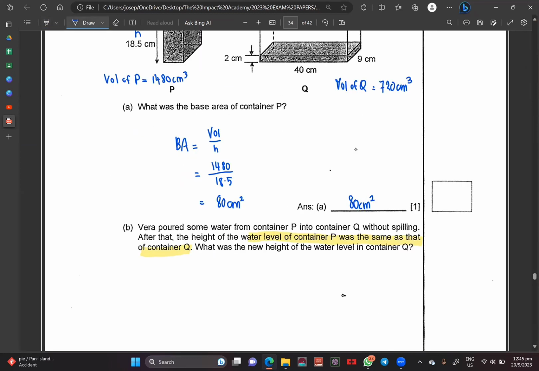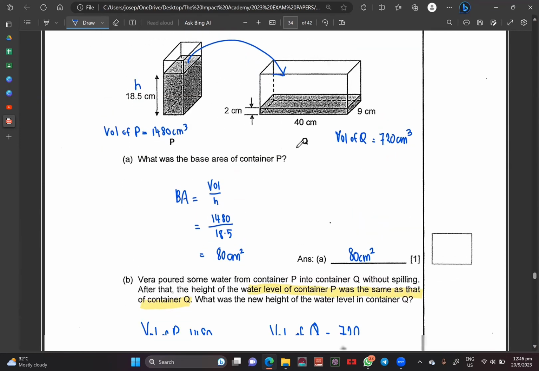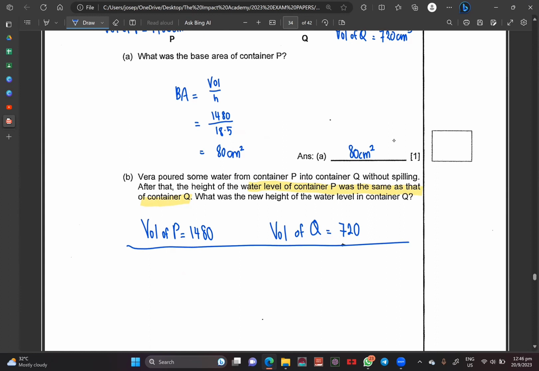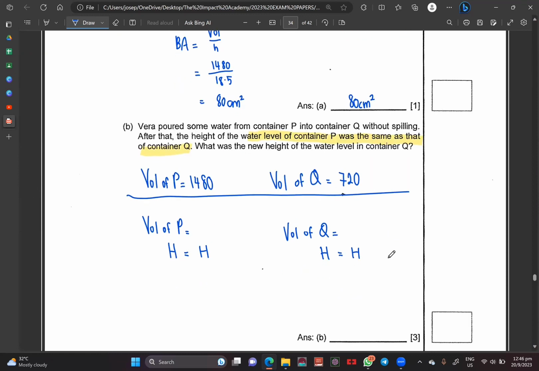So what I'm going to do is write down that the volume of P is at first 1,480, and the volume of Q is actually equal to 720. So what happens is that P is giving some water to Q. Some water came out, so we don't know what is the volume of P. We also don't know what is the volume of Q. But what we know for sure is that the height of P is the same as the height of Q. So maybe we will just put height as H first because we don't know what it is. This height can be 10, 20, 30, 50, or 5. We don't know. So all we want to do is just write height first.